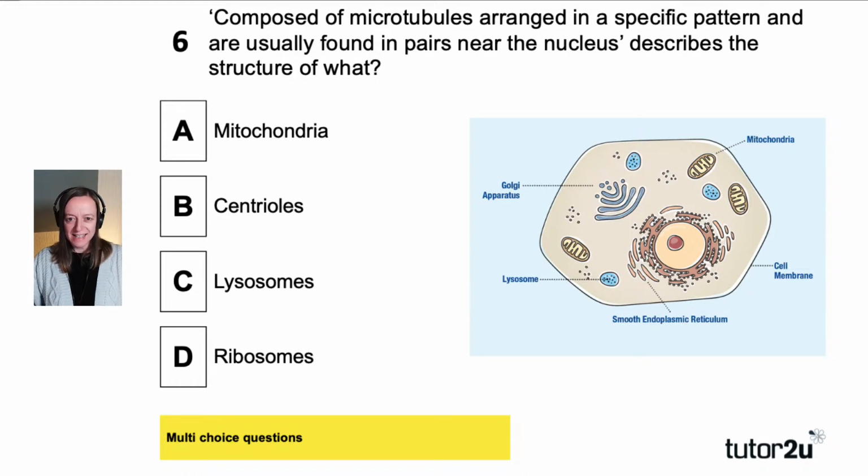Okay, question 6. Composed of microtubules arranged in a specific pattern, usually found in pairs near the nucleus, describes the structure of A, mitochondria, B, centrioles, C, lysosomes, or D, ribosomes. Caitlin was straight in that time with B for centrioles. Anyone else want to have a go? Nima is saying B. Mary saying B. Sarah Jane saying centrioles. Yep, brilliant. It is centrioles.